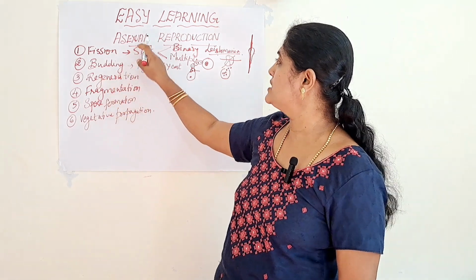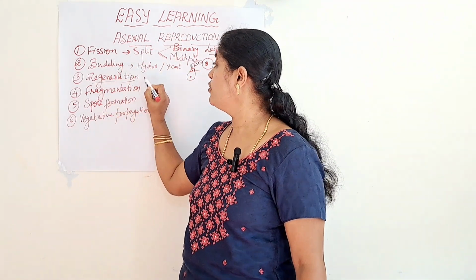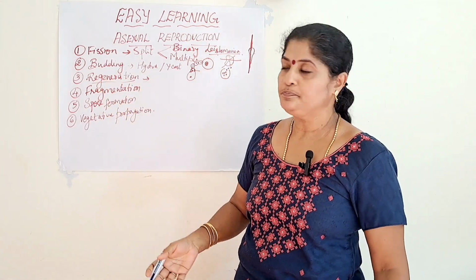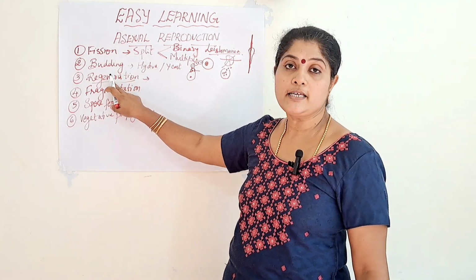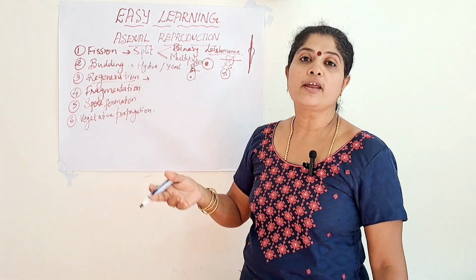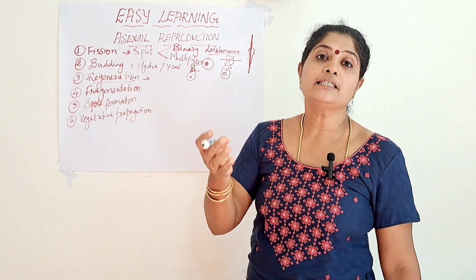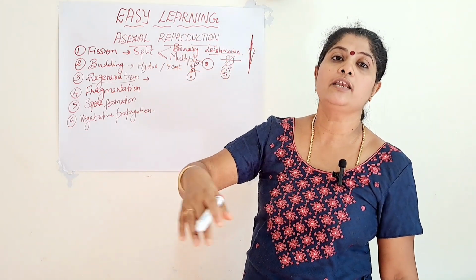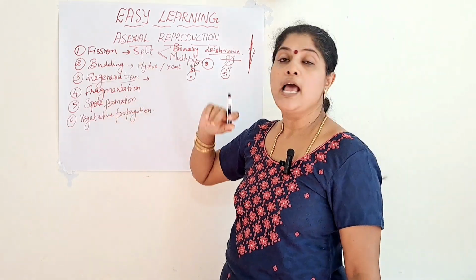Regeneration is the third asexual reproductive method. From the term itself, we know that regenerating means forming again. The definition of regeneration is the forming of a new organism from a cut body part. If the body part of an organism is cut, and that cut part regenerates or forms into a new organism, that process is known as regeneration.